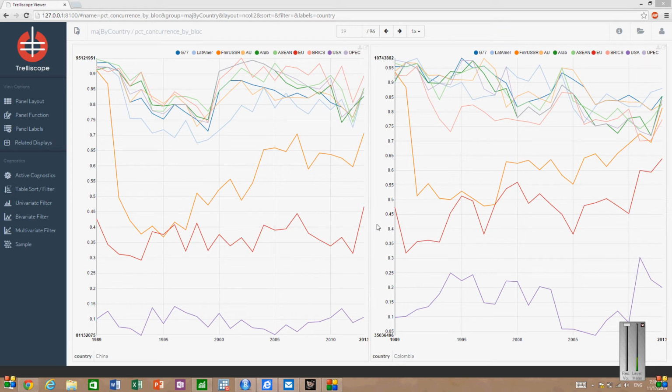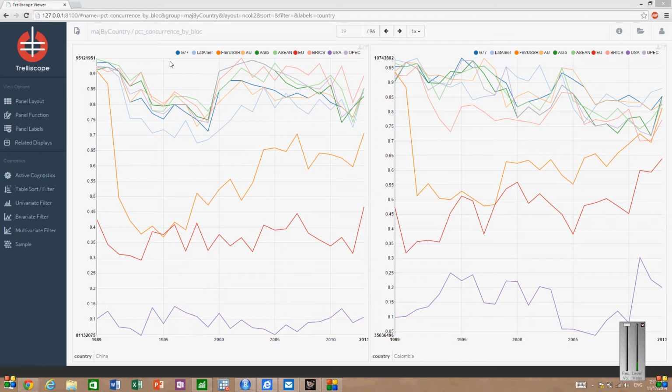This is a demonstration of the Trelliscope visualization tool that we have developed for the United States State Department to assist in sifting through the data presented in the Votester UN voting dataset from 1989 to 2013. This particular visualization looks at the number of times that any given country has voted, the percentage of times that any given country has voted with a series of blocks over the time in the dataset.